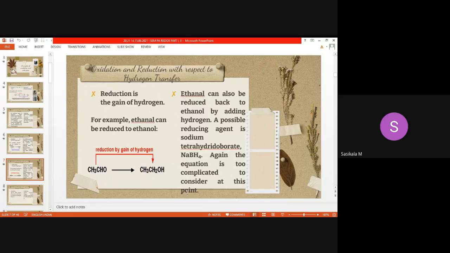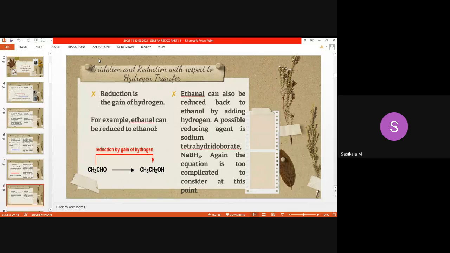Again, the equation is too complicated to consider at this point, since another reagent is used, so you will get confused. For reduction, we need to use a reducing reagent separately for the hydrogen transfer concept, where acetaldehyde is converted to ethanol. For that, sodium tetrahydroborate is used. Reduction is what? Gain of hydrogen or addition of hydrogen.